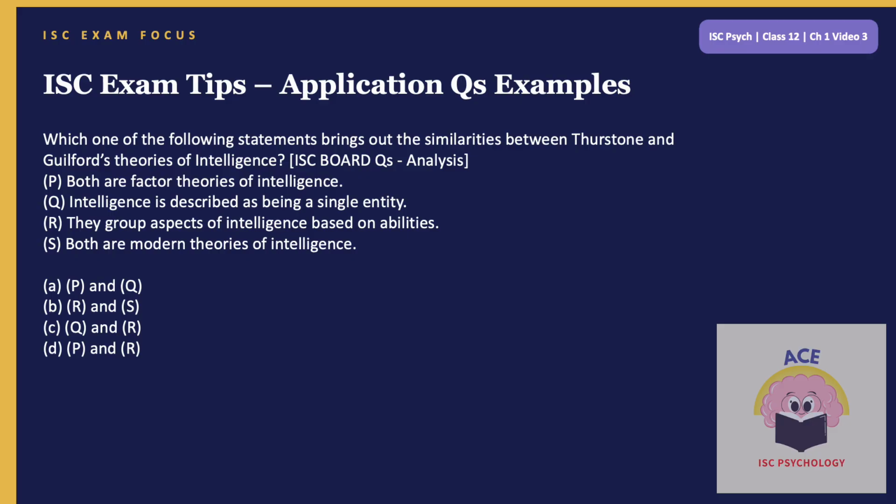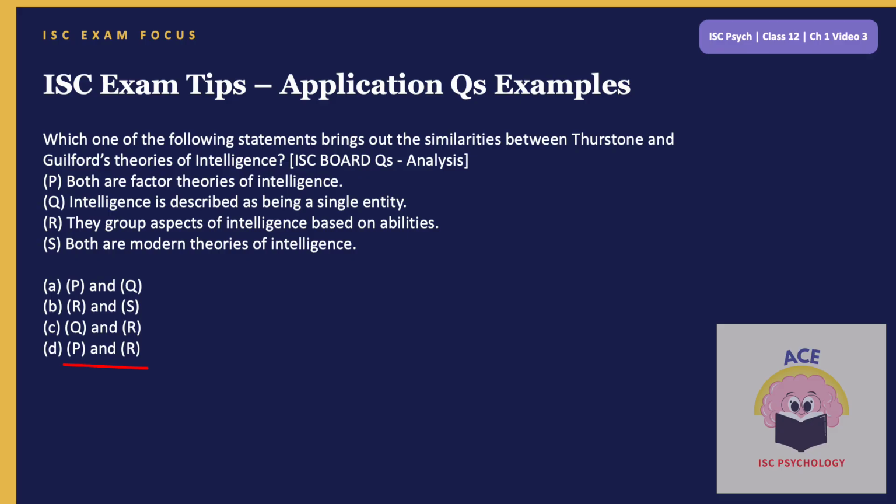Let us go through this step by step. P. Both are factor theories, which is true. Both break down intelligence into multiple factors or abilities. Q, which says single entity, is false. That is only Spearman, not these two. R, group intelligence into abilities, again true, because Thurston says there are 7 abilities and Guilford says there are 180 abilities. Lastly, S, which talks about modern theories, is not the key similarity because it is too vague, it is not conceptual. So the correct answer over here is P and R, which is option D.